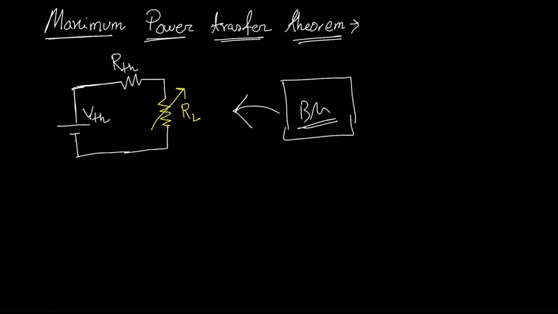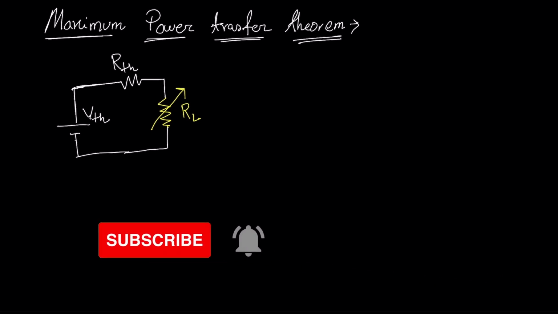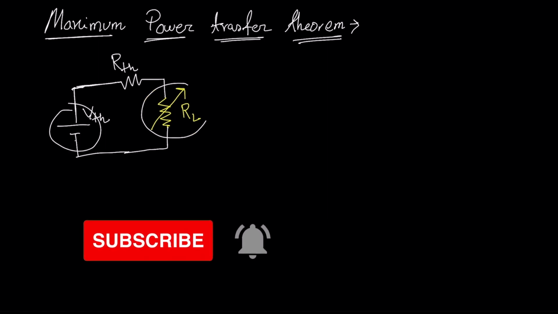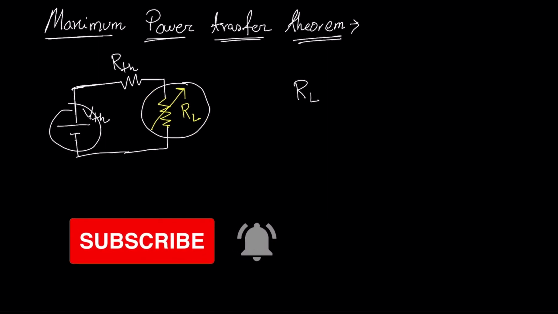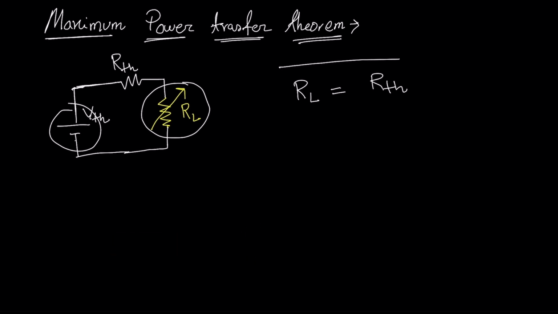Now we need to know the maximum power transfer theorem. The maximum power transfer theorem states that the maximum power is transferred from the source to the load when the value of the load resistance is exactly equal to the value of RTH. This is for DC.